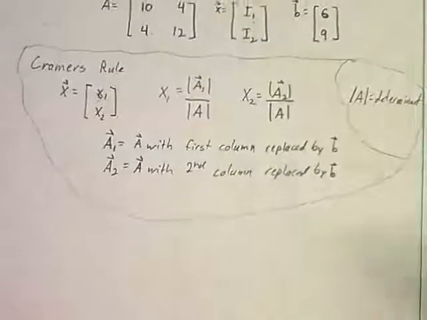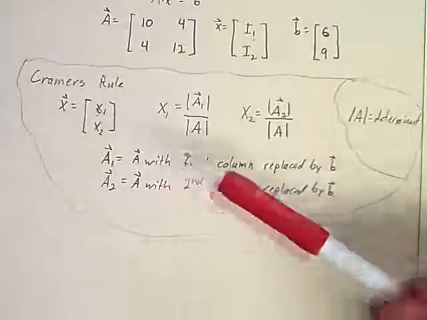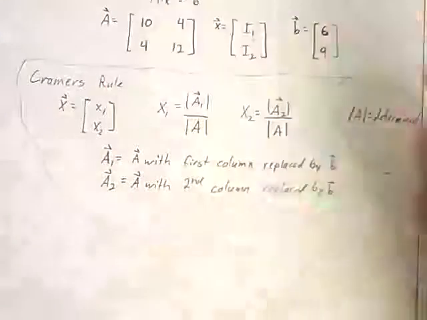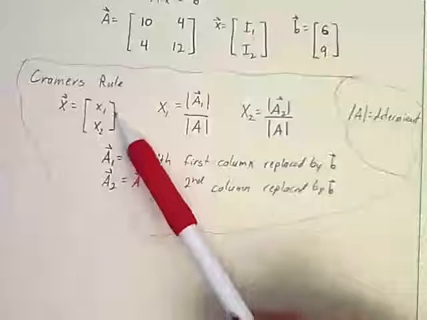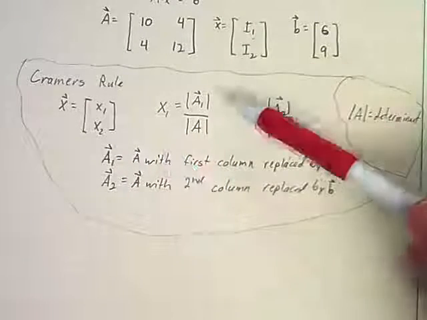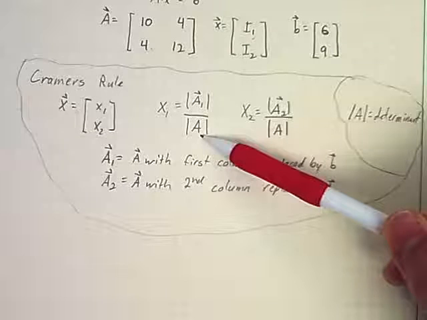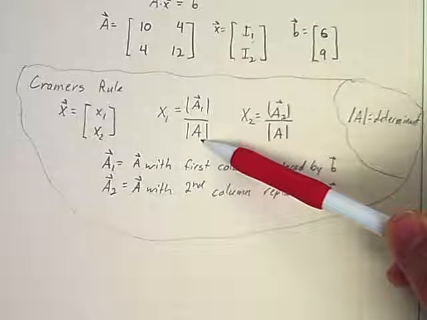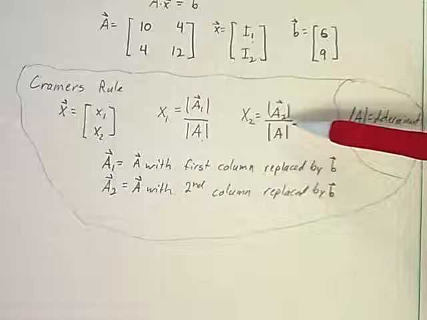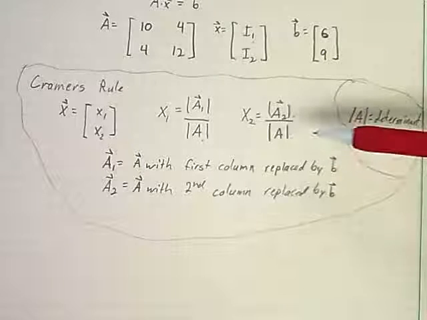Cramer's rule wasn't anything really super complicated, but basically what he realized was, if we have these variables x1 and x2, we can figure out what x1 is by taking the determinant of this new matrix A1 and dividing it by the determinant of our coefficient matrix, and the same for this new matrix for variable 2, divided by the determinant of A.